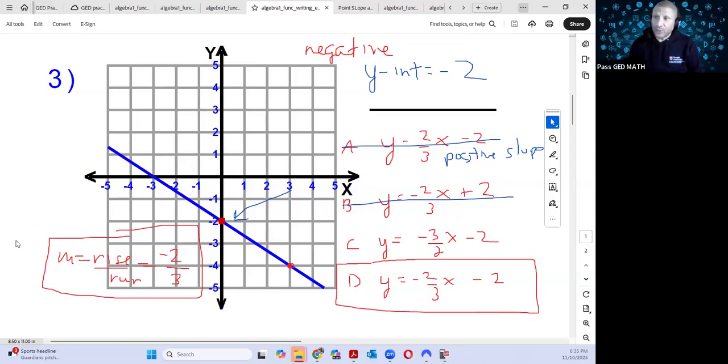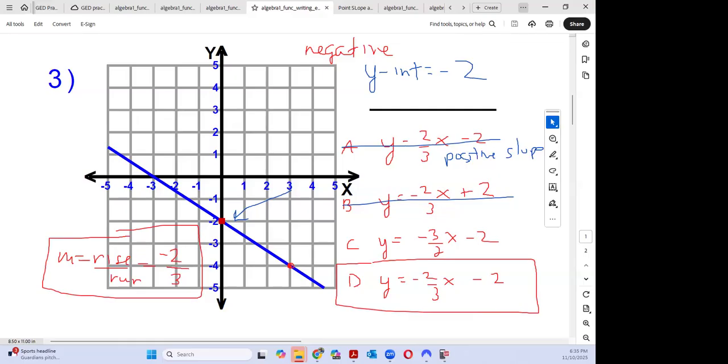Listen, I don't care what question they ask you, identify what you know first. So right from this graph, we know our slope from left to right is going down. We know the slope is negative. Right away from this graph, I know the y-intercept is negative 2. I can get rid of A and B right there. Boom.